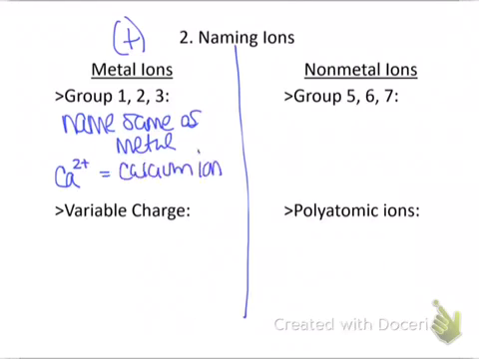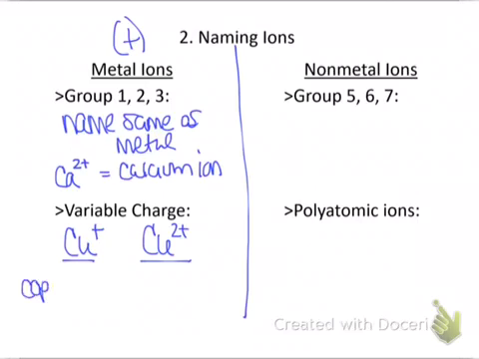For the transition metals and a few metals towards the bottom of the periodic table, they can form ions of variable charge, meaning that the metal can form multiple ions. An example of this is copper. Copper can form a +1 ion. Copper can also form a +2 ion. If I want to name a compound containing this ion as opposed to that ion, I need to tell you that it has a +1 charge, not a +2 charge.